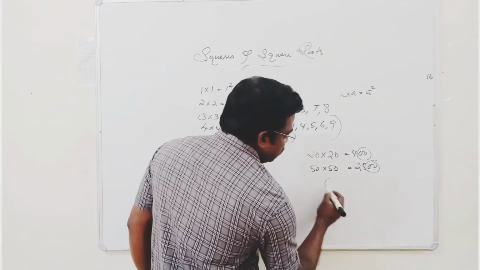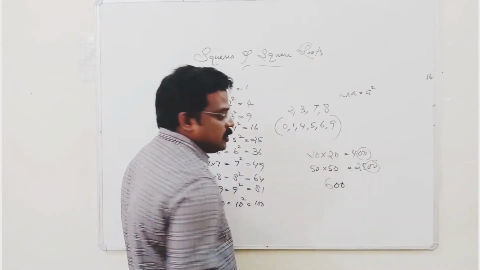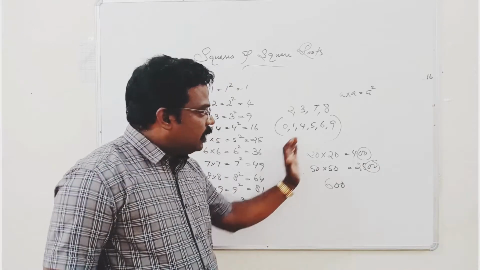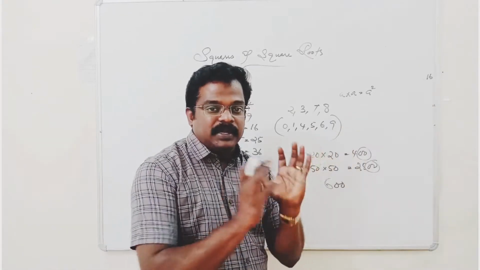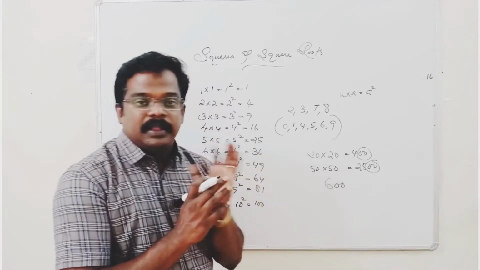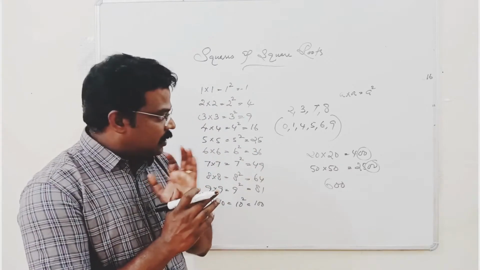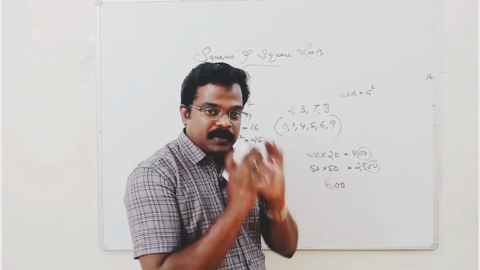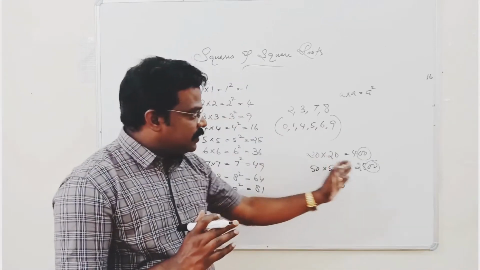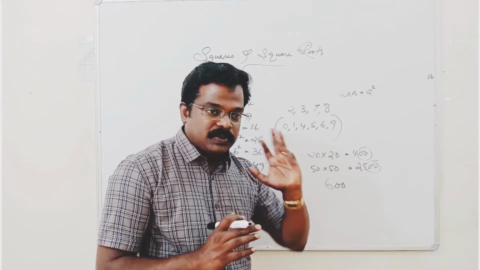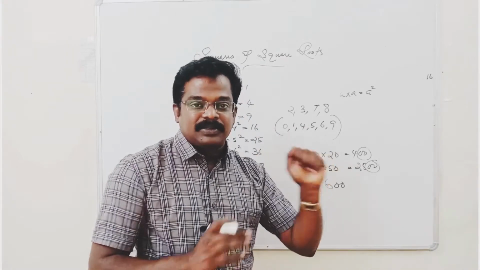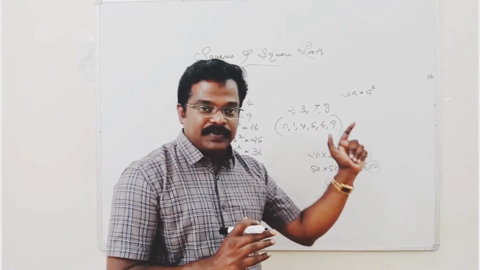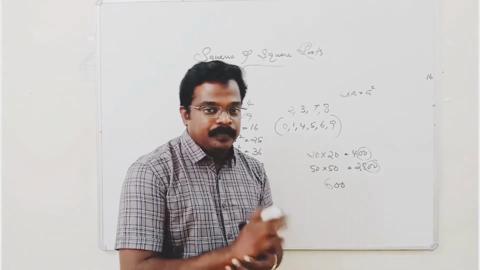But just this 600, it has 2 zeros, but it is not a perfect square. So all numbers ending with zeros, even if it has an even number of zeros, may still not be a perfect square. But it should be so: whenever you check a number, if it is a perfect square, its number of zeros is an even number. That means 2 zeros, 4 zeros, 6 zeros, like that. If it is an odd number, 1 zero, 3 zeros, 5 zeros, like that, then that is not a perfect square.